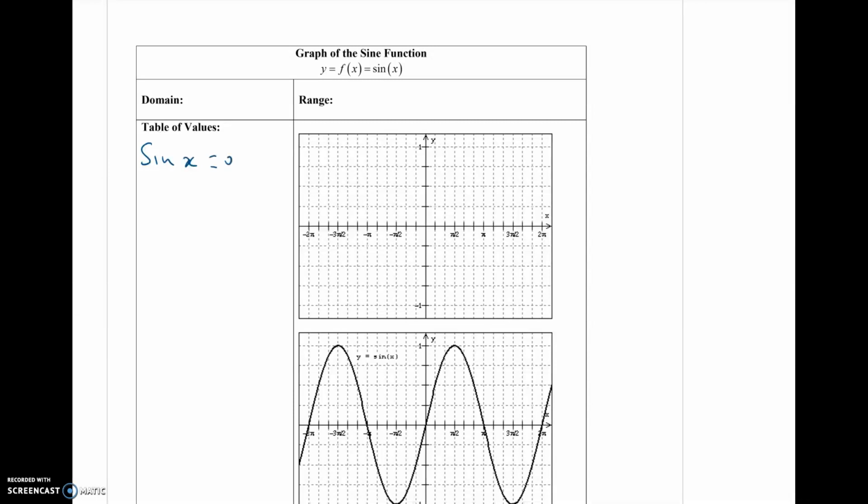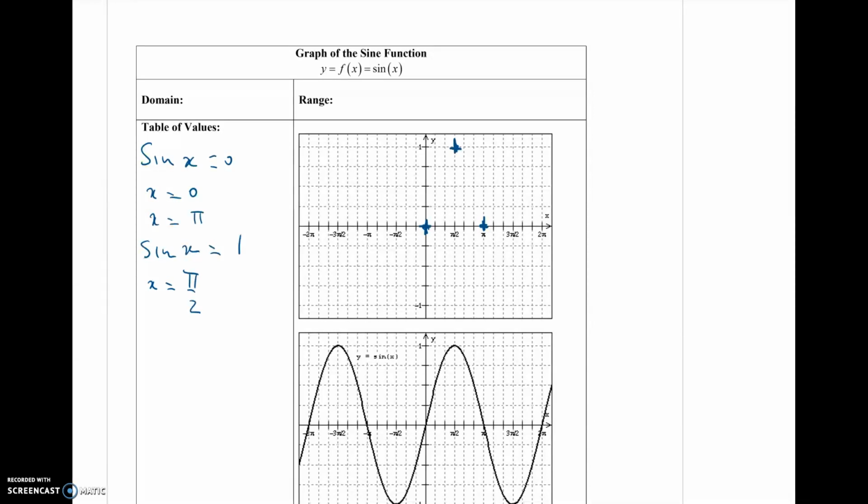Well, I know that the sine will be equal to 0 when the angle x is equal to 0, or when the angle x is equal to pi. So I know, for instance, that that is one point, and that is another point where my graph will have to go through. Now, when is sine x equal to 1? Because I know the sine is between 1 and negative 1. So it's going to be when x equals pi over 2. When x equals pi over 2, I know it's going to be 1. So that is another value.